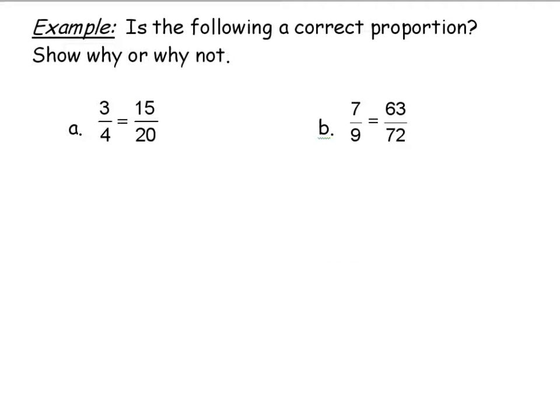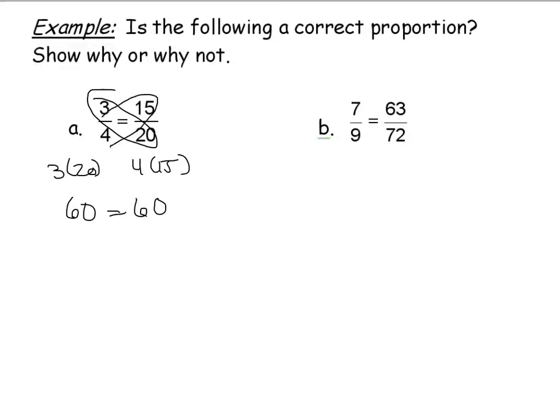So if I were to ask you, is this a correct proportion, show why or why not, all you have to do is use the cross products to see so. So if I multiply 3 times 20, that gives me 60. And then if I multiply 4 times 15, that also gives me 60. So I took my 3 times 20, I took my 4 times 15, I found my values, and in this case they're equal. So yes, this is a correct proportion. Please, I would like for you to pause this. I would like for you to do B, and then we'll come back and we'll talk about it.